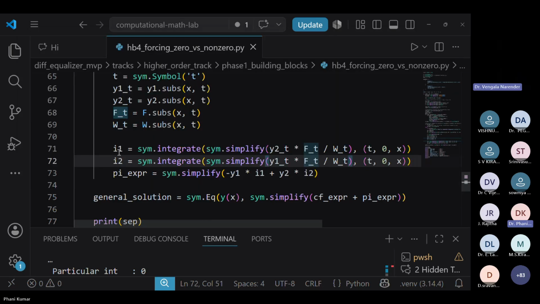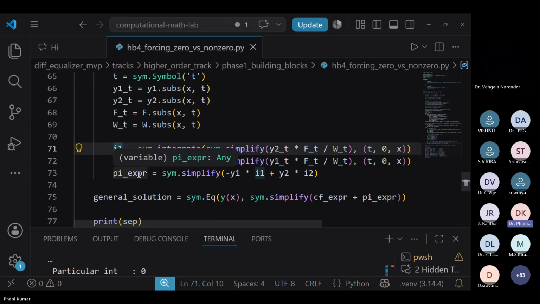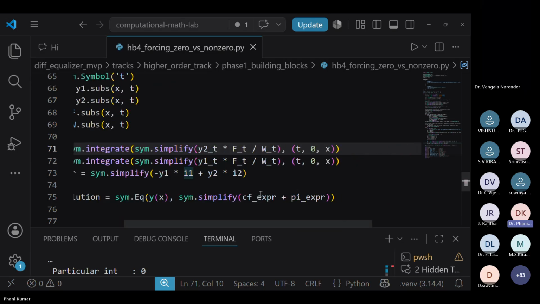So finally we got that expression, right? Then finally we got the general solution. The general solution is the combination of the complementary function and the particular integral. So we'll take another example.